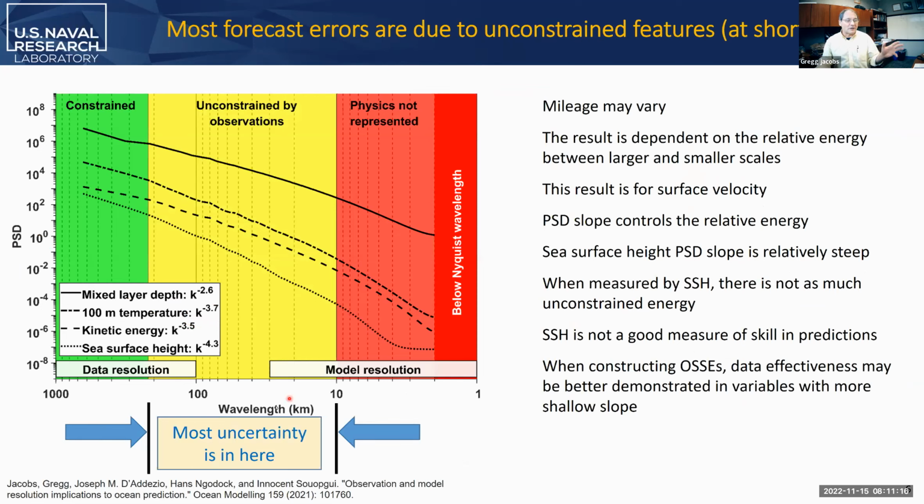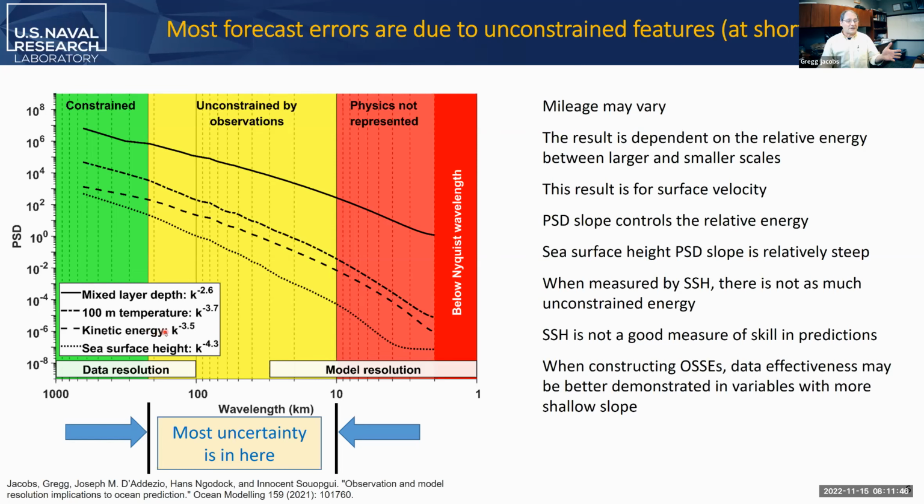So going back to our little conceptual picture here, most of the uncertainty in the forecasts is in this yellow band. It's not in errors in what we have resolution in the observing systems now for. Now, this result depends on the relative energy between small scales and large scales, and we looked at surface velocity in particular here. There are 4 different lines here that are the average power spectral density of different variables.